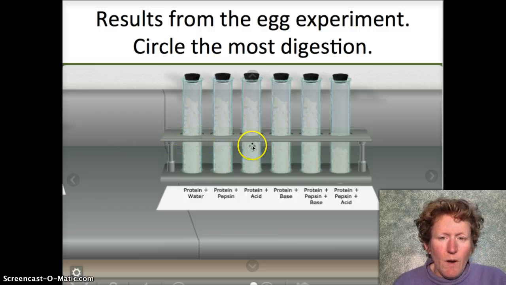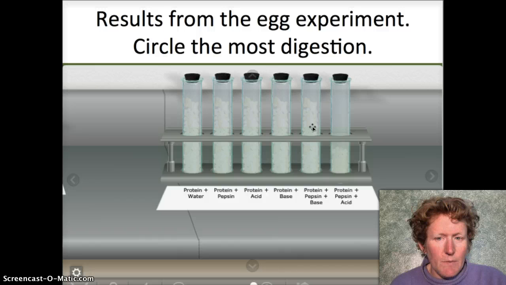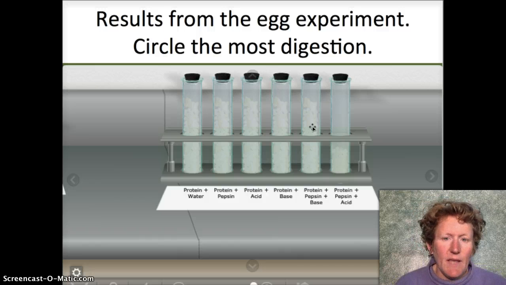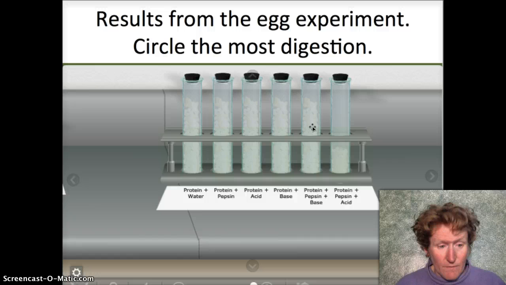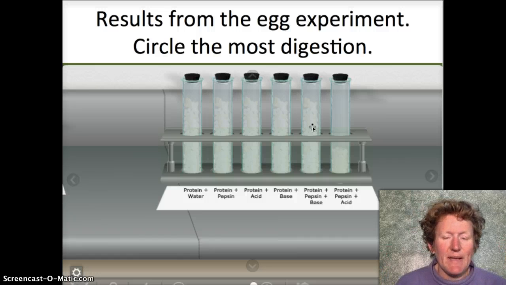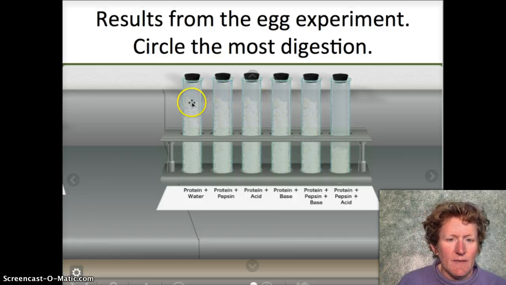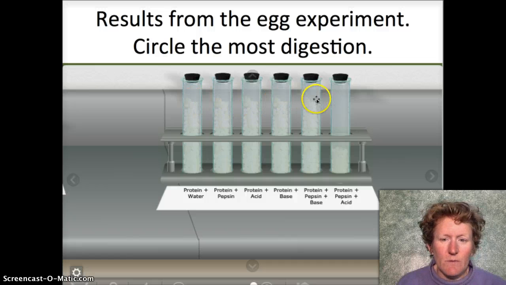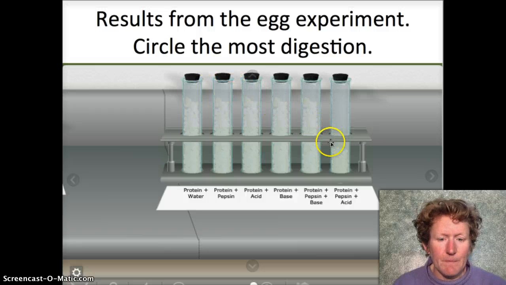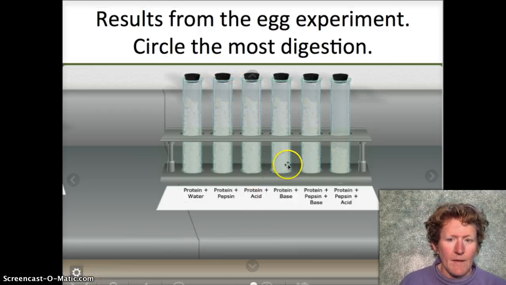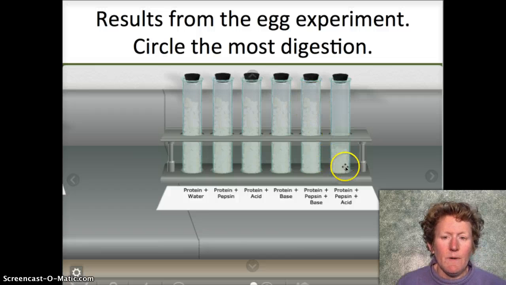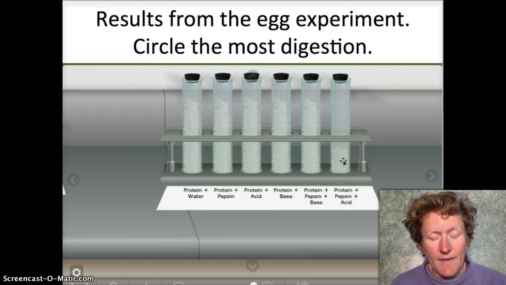So if you want to know the results, this is what happened at the end of the experiment. I went into the virtual lab, I set it all up, I let it sit for 48 virtual hours, and then went back to the lab and checked it out. And you can see the egg level in all of the test tubes except the one with pepsin and acid is exactly the same. Except this one, the eggs are down here instead of up here when we add the acid and the enzyme.